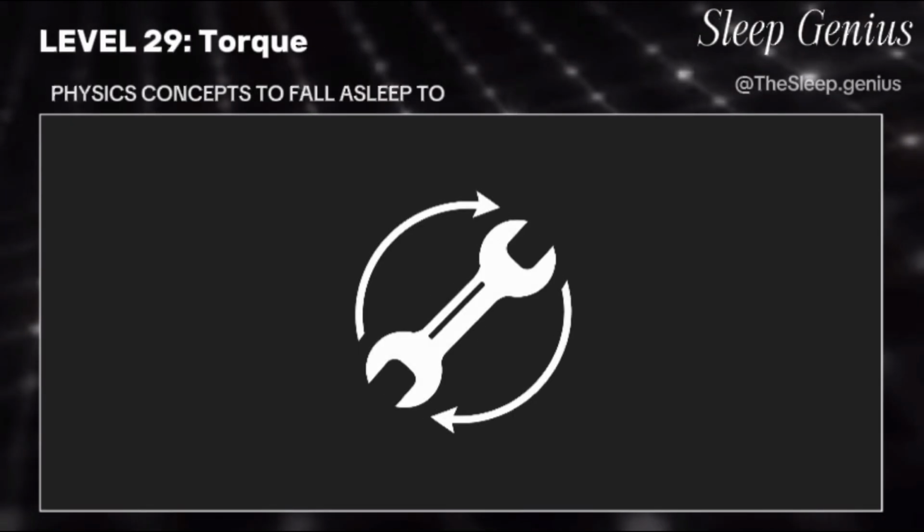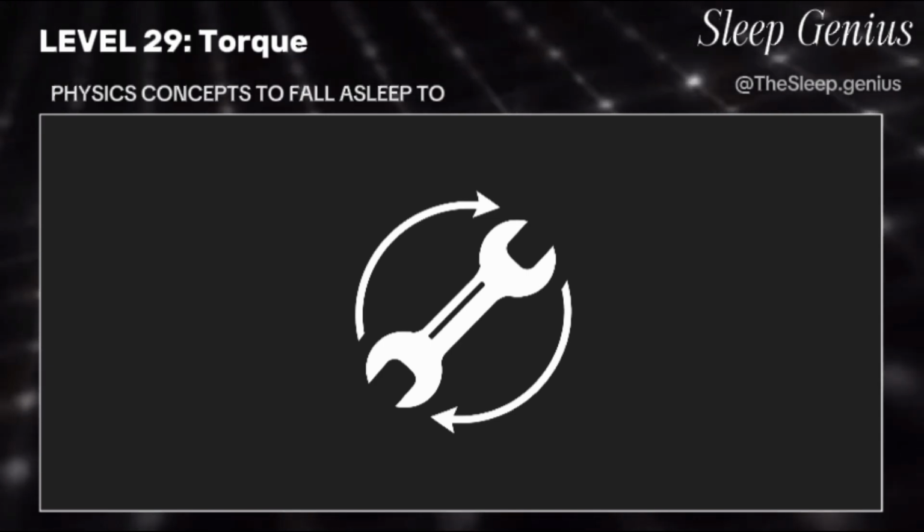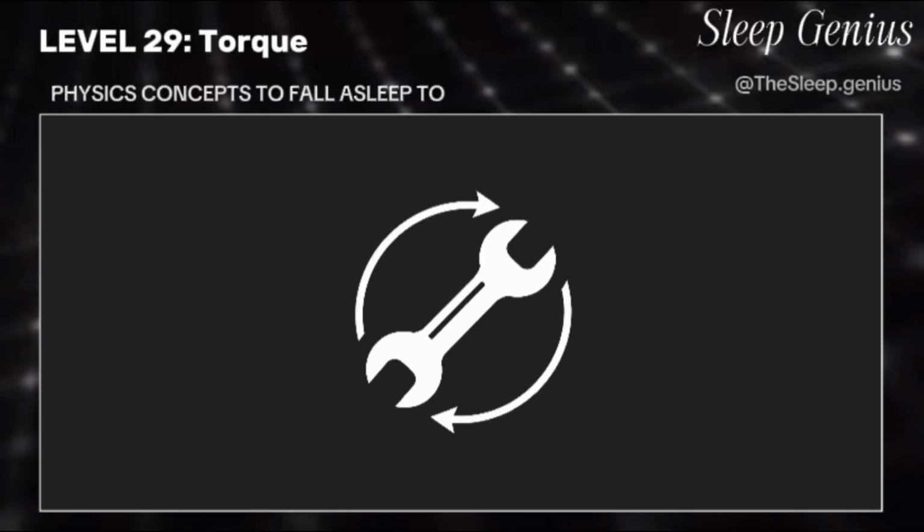Torque is the measure of how much a force acting on an object causes it to rotate around an axis. Imagine trying to open a door. Pushing near the handle creates more rotation than pushing near the hinges. This twisting effect is the essence of torque.